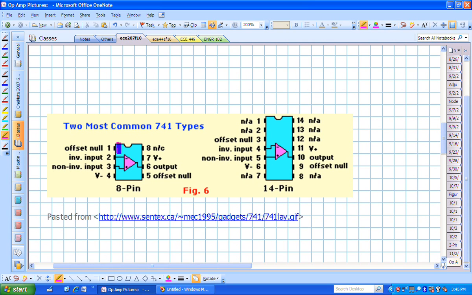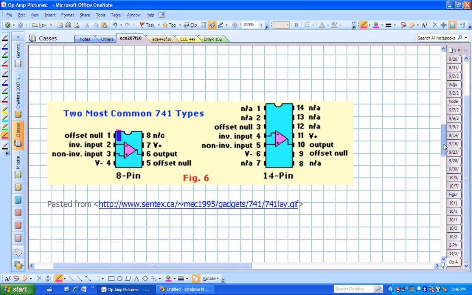Question? Why are some of those... they just needed to charge you by the pin.